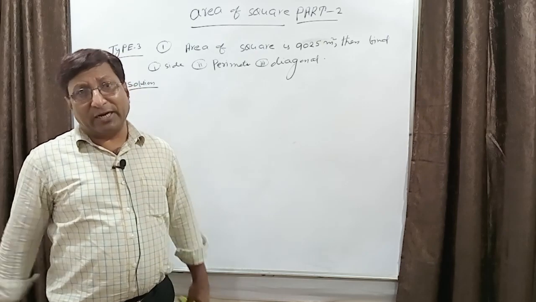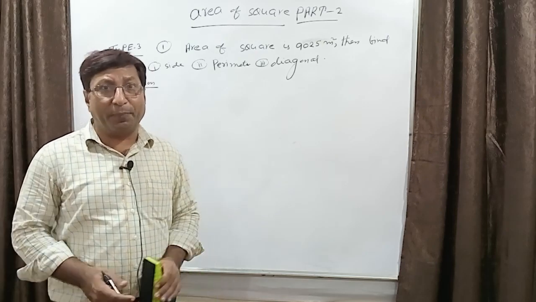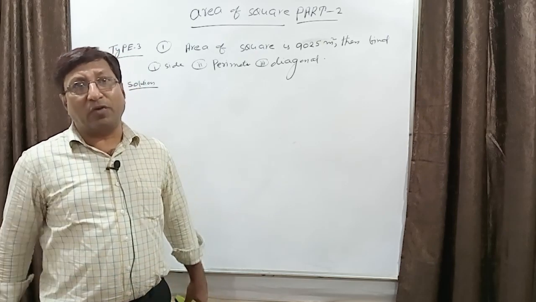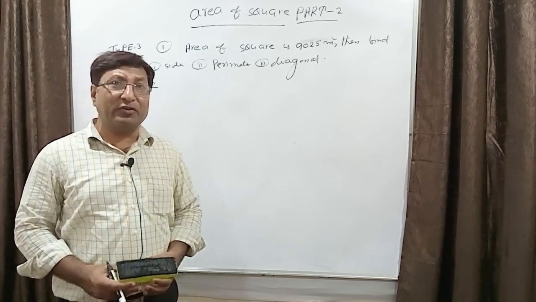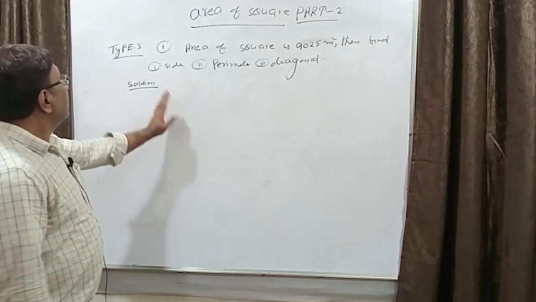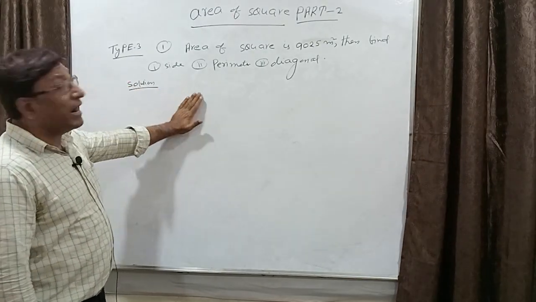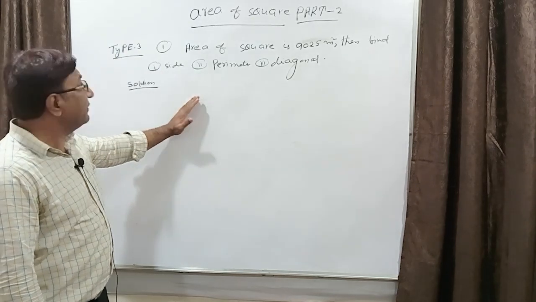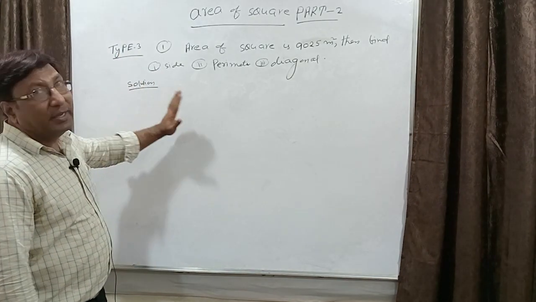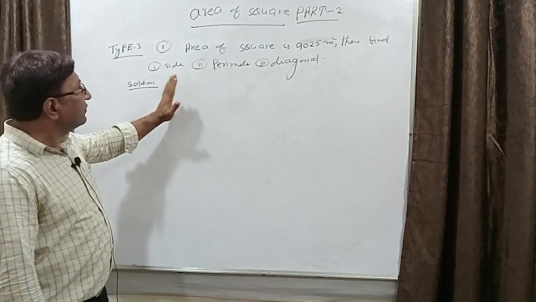Today I am going to start a very important topic, that is area of a square part 2. We have done area of a square part 1, where we covered the basic points of the area of a square and type number 1 and 2. Here this is the type number 3 question.